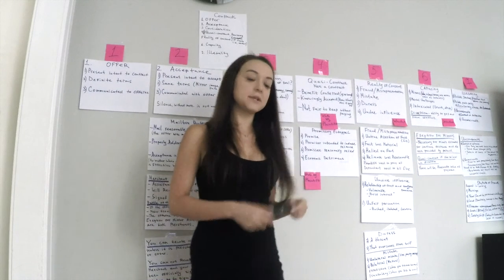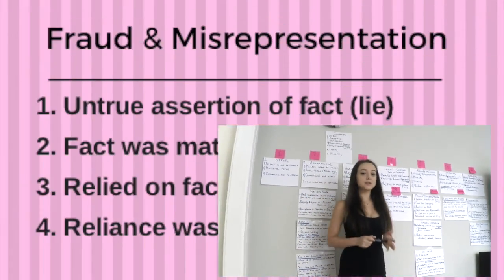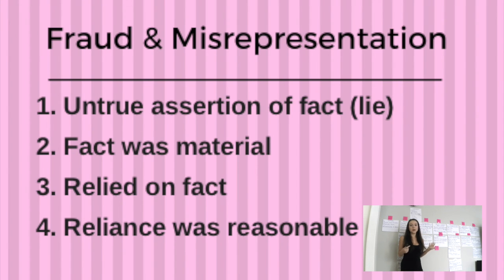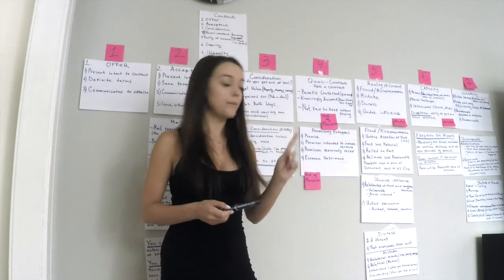Let's talk about misrepresentation and fraud. It has four elements. First, untrue assertion of fact, which means someone lied to you when you were making a deal. Second, the fact was material. It was so valuable that it changed the whole deal. Third, you relied on that fact. And fourth, reliance was reasonable. It was reasonable to rely on that fact because you trust that person. The plaintiff needs to prove all of these elements and the defendant just needs to kill one.